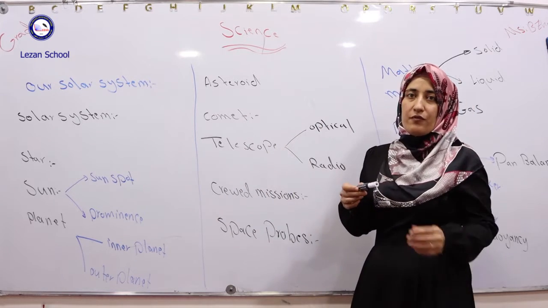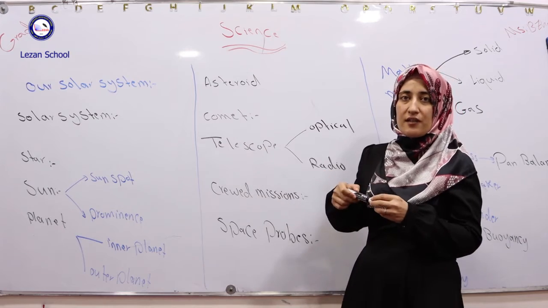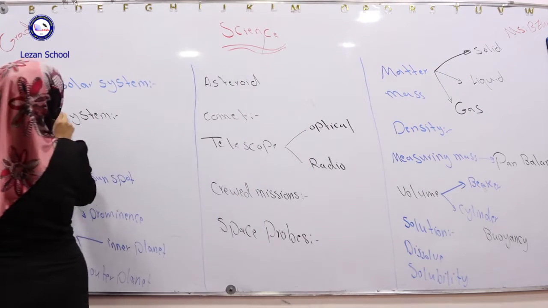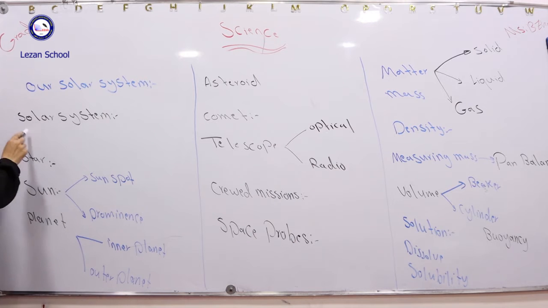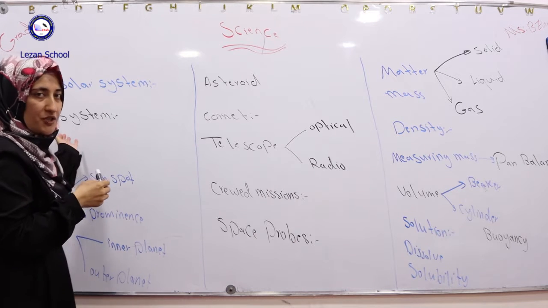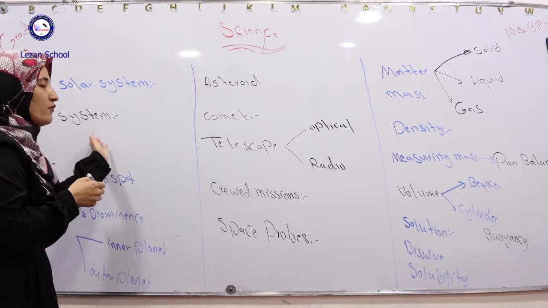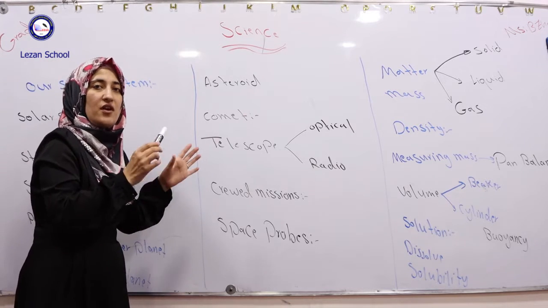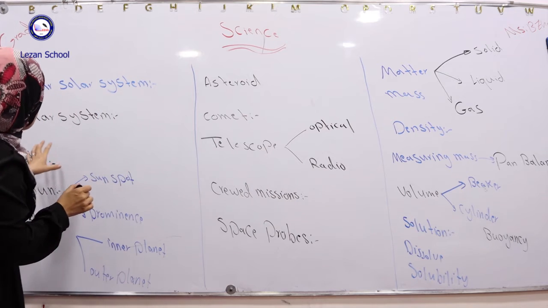Today I'm going to review the subjects that we studied before. First we have our solar system. What's a solar system? Solar system means a group of objects that moves around the sun, a group of objects that move around the central star. Okay?